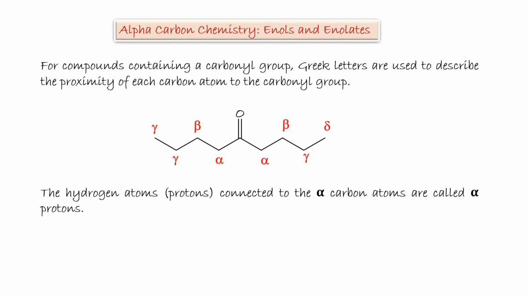Here we have the carbonyl. According to the Greek nomenclature, this first connected carbon is called the alpha carbon, then beta carbons, gamma, delta, etc. The hydrogen atoms, protons, connected to the alpha carbon atoms are called alpha protons. So the hydrogens at these positions, we call them alpha hydrogens.